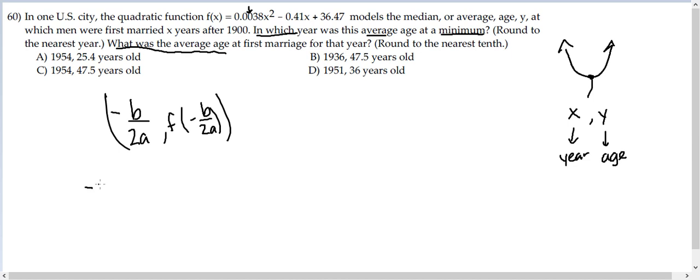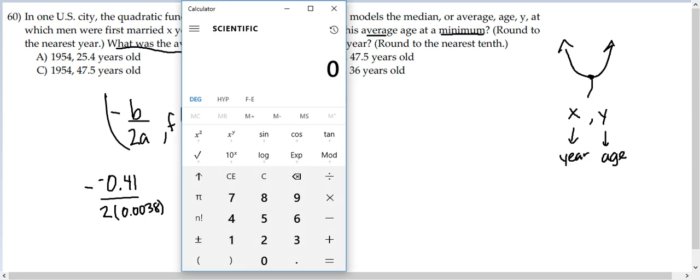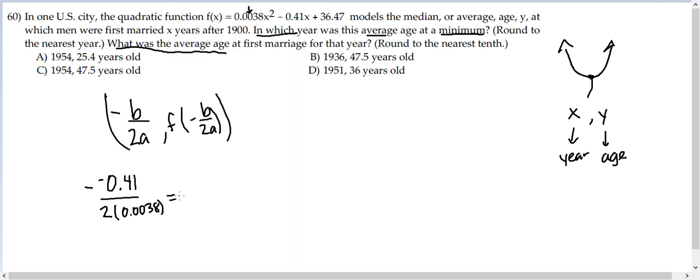So the first one, negative b over 2a, is negative b, which is negative 0.41, divided by 2 times a, and a is 0.038. So we'll take our calculator: 0.41 divided by parentheses 2 times 0.038. We get that it's at 53.95, and the two negatives make it positive, so 53.95.